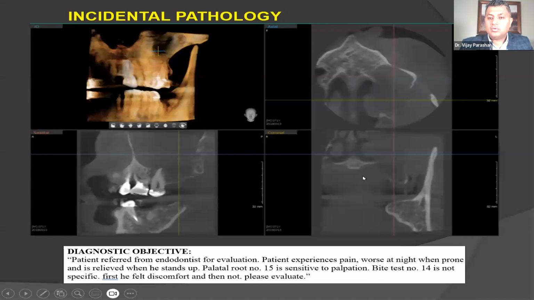On this coronal view, again, a lot of bony anatomy is lost. Let's look at the sagittal view, which is like a very thin periapical radiograph. Here we have a maxillary molar, but the floor of the maxillary sinus, which looks good till mesial to this molar, is completely resorbed, missing, lost, not visible distal to it.